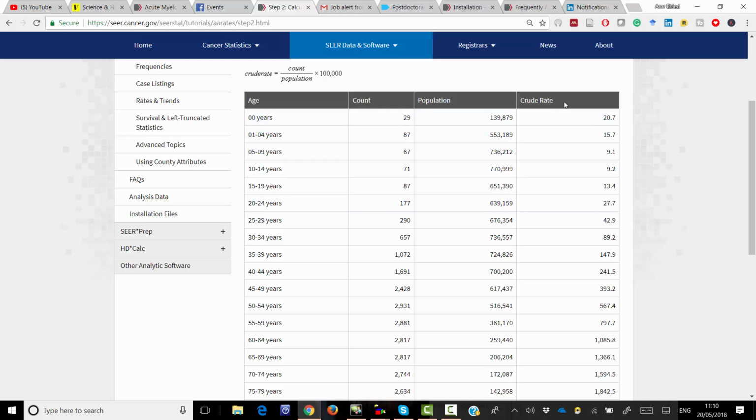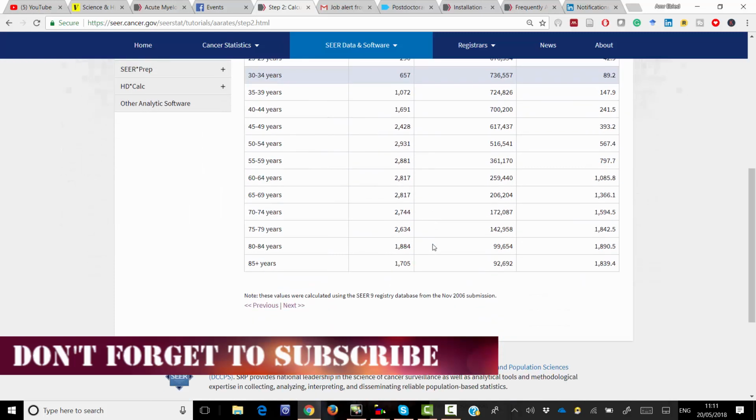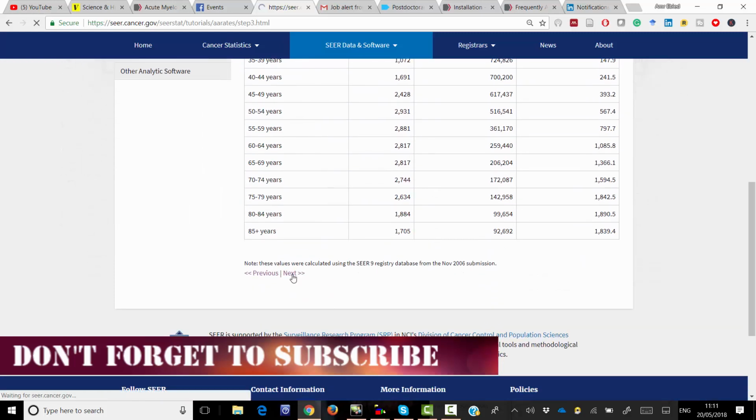That is the crude incidence rate of that cancer within that registry and according to this population in which the cases were detected. Within a specific age group, I repeat, this will be an age-specific crude rate. Here they are giving you the SEER registry from which they have extracted this data. Now we'll click next.